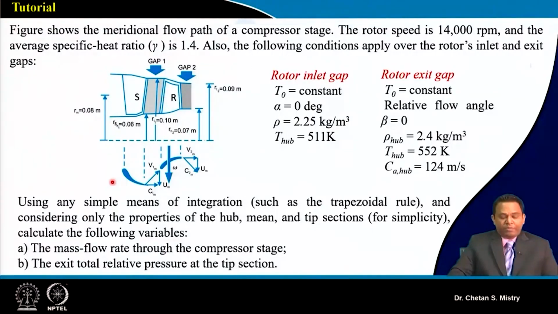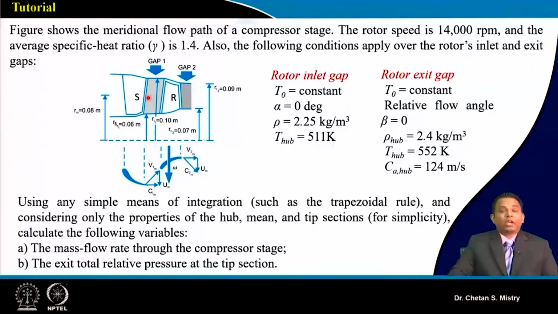Using any simple means of integration, say the trapezoidal rule, and considering only the properties of the hub, mean and tip sections for simplicity, calculate the following variables: first, the mass flow rate through the compressor stage, and second, the exit total relative pressure at the tip section.